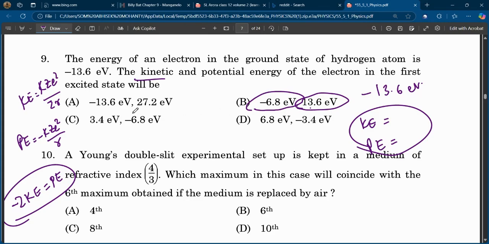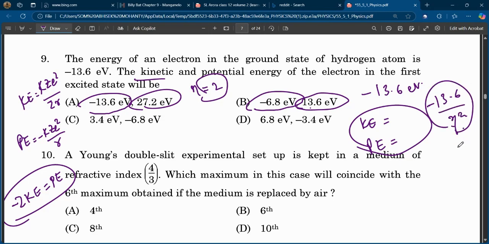So this is one option. Any other option you have? Yeah, this one is another option. But the thing is, first excited state means n is equal to 2. Okay, minus 13.6 by n square. So yeah, that matters. So I think option B will be the correct answer.